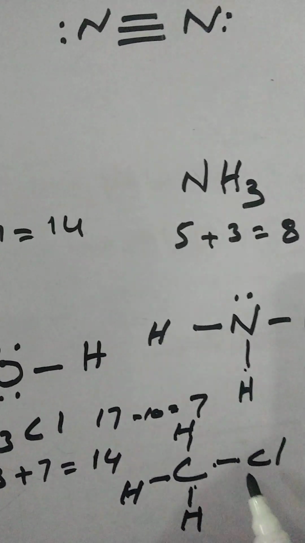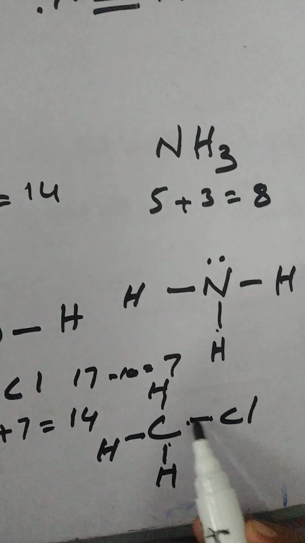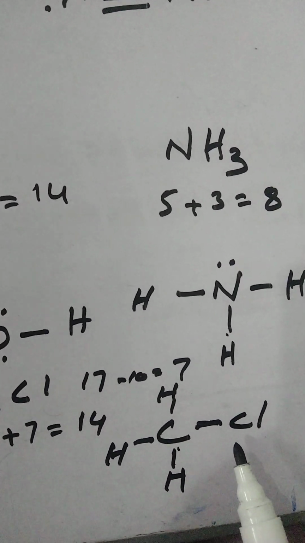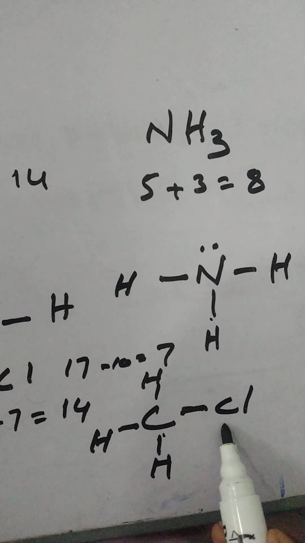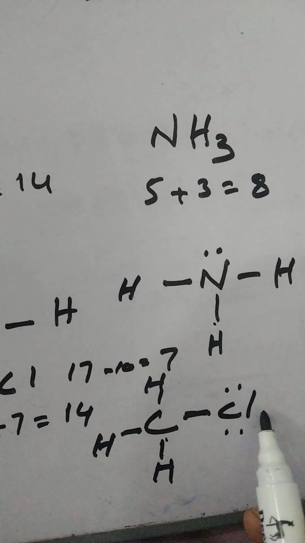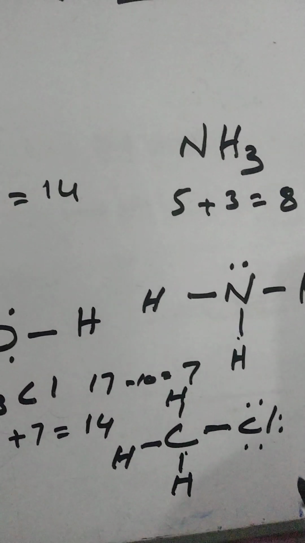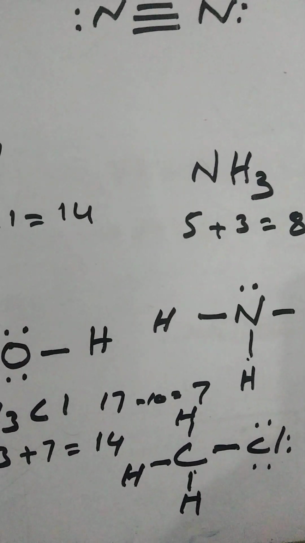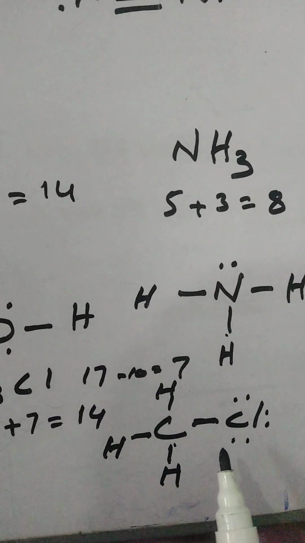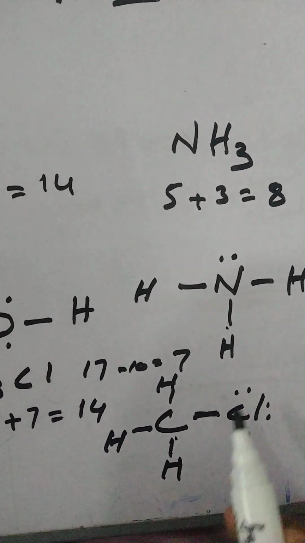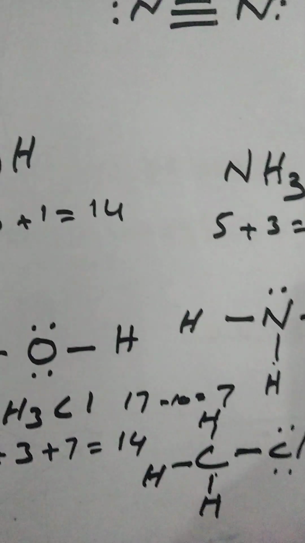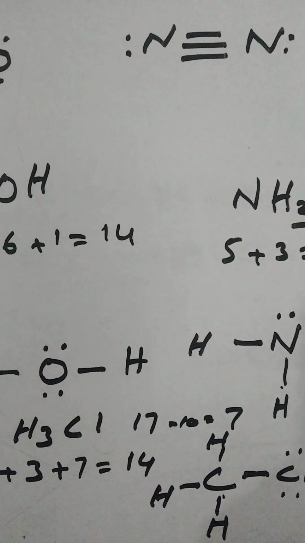But what about the chlorine? It only has 2 electrons, because a single line represents 2 electrons. Now 1 2 3 4 5 6 7 8. Now we have completed the octet of chlorine. Now see our electrons: 1 2 3 4 5 6 7 8 9 10 11 12 13 and 14, and our electrons are balanced.